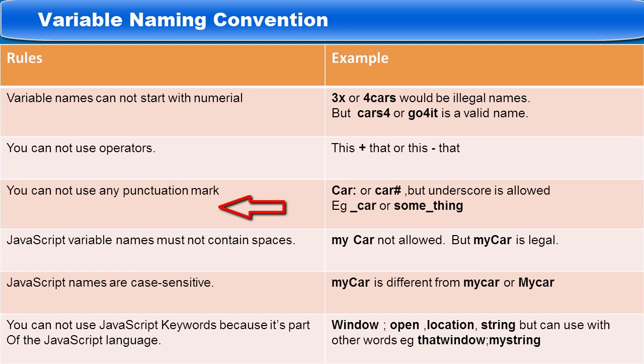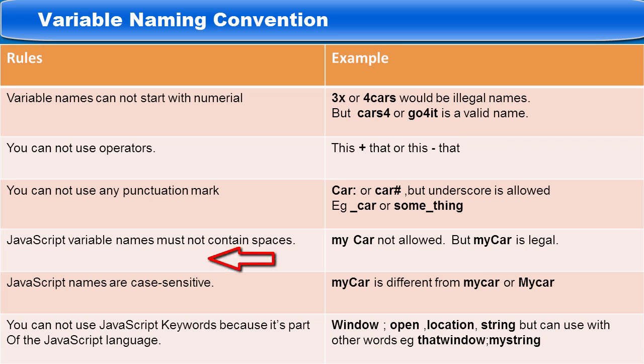the underscore. So you can't call your variable car colon or car hash, but you can use an underscore. Underscore is allowed, so you can give your variable name underscore car, for example, or something underscore something. That is allowed. JavaScript variable names must never contain spaces, never.